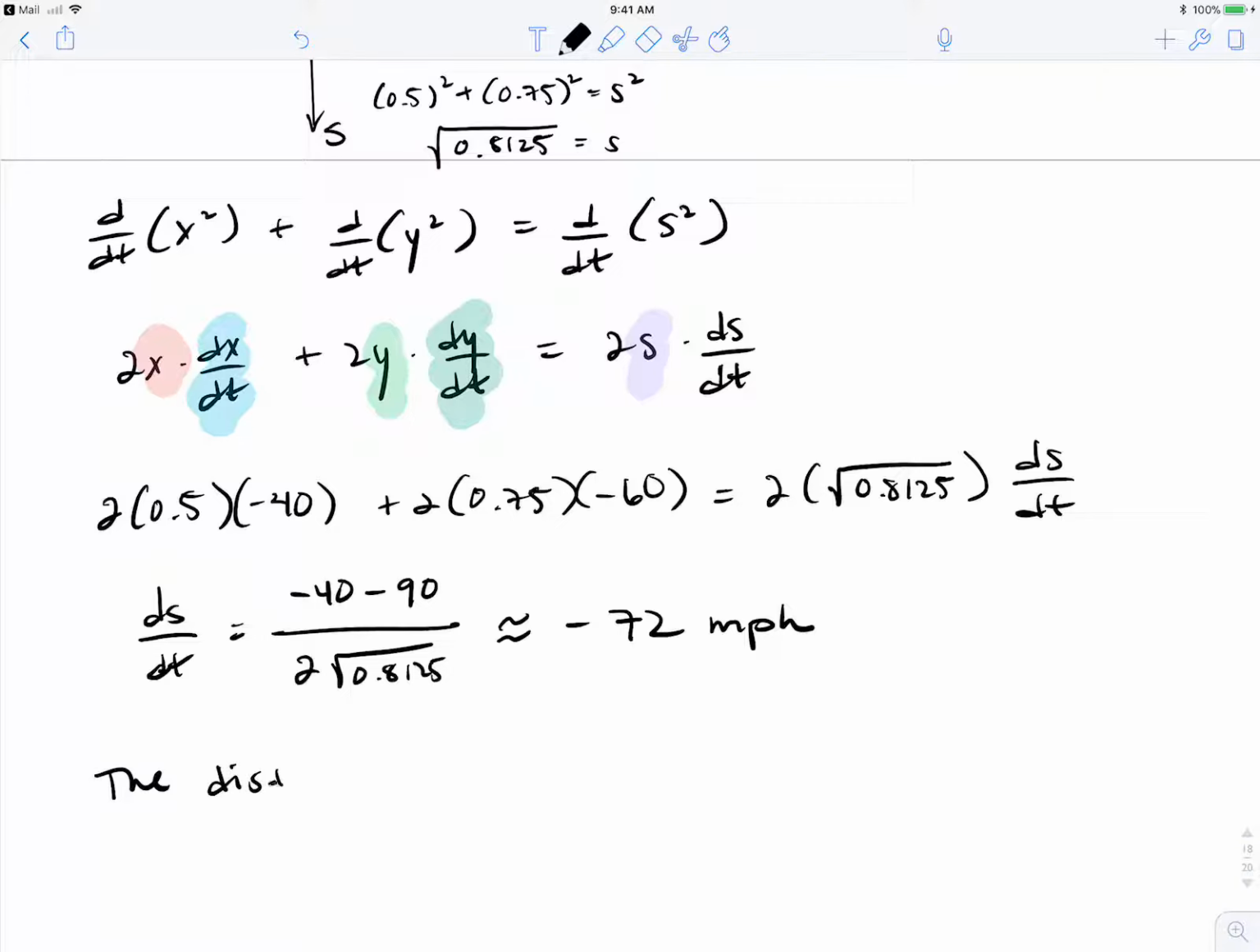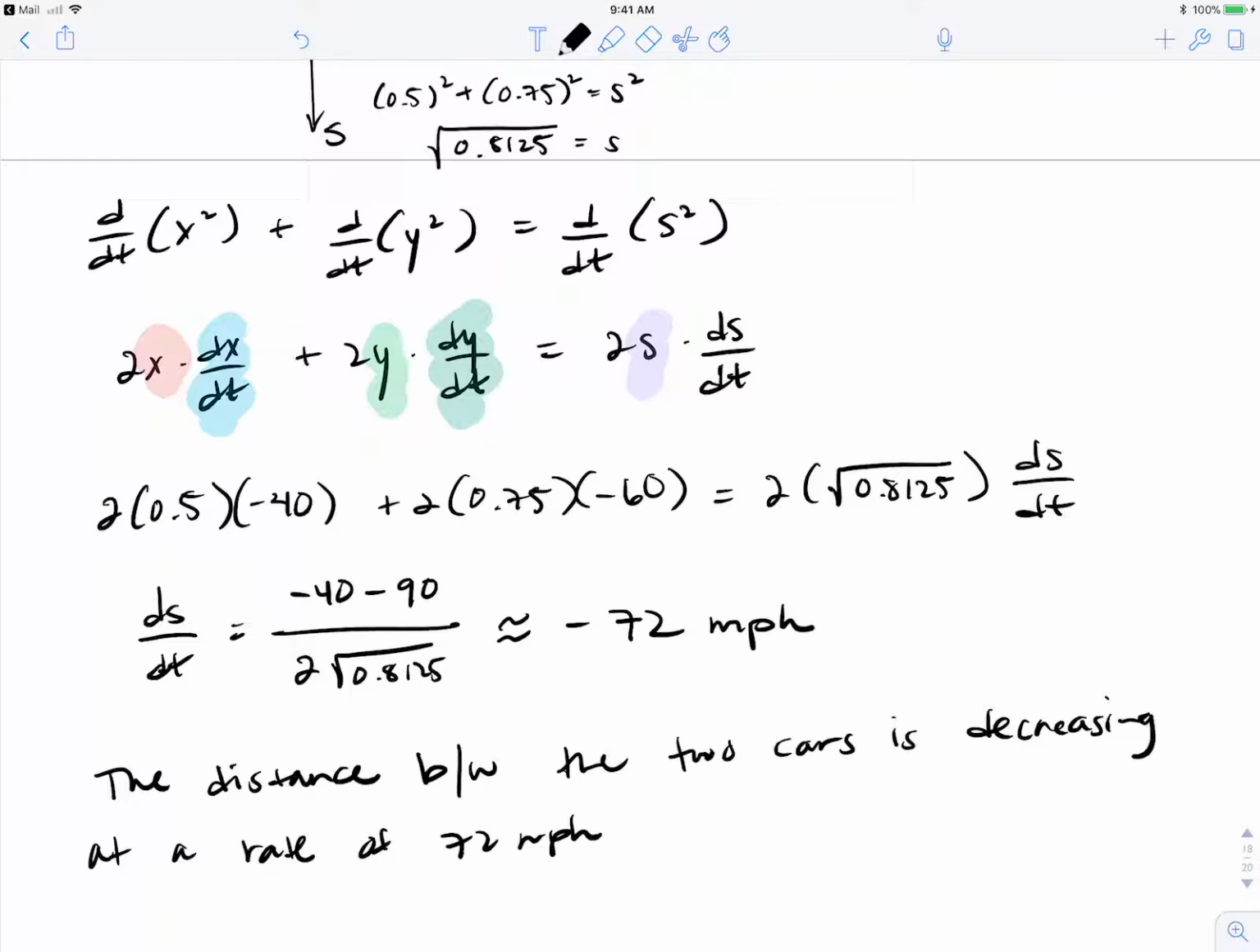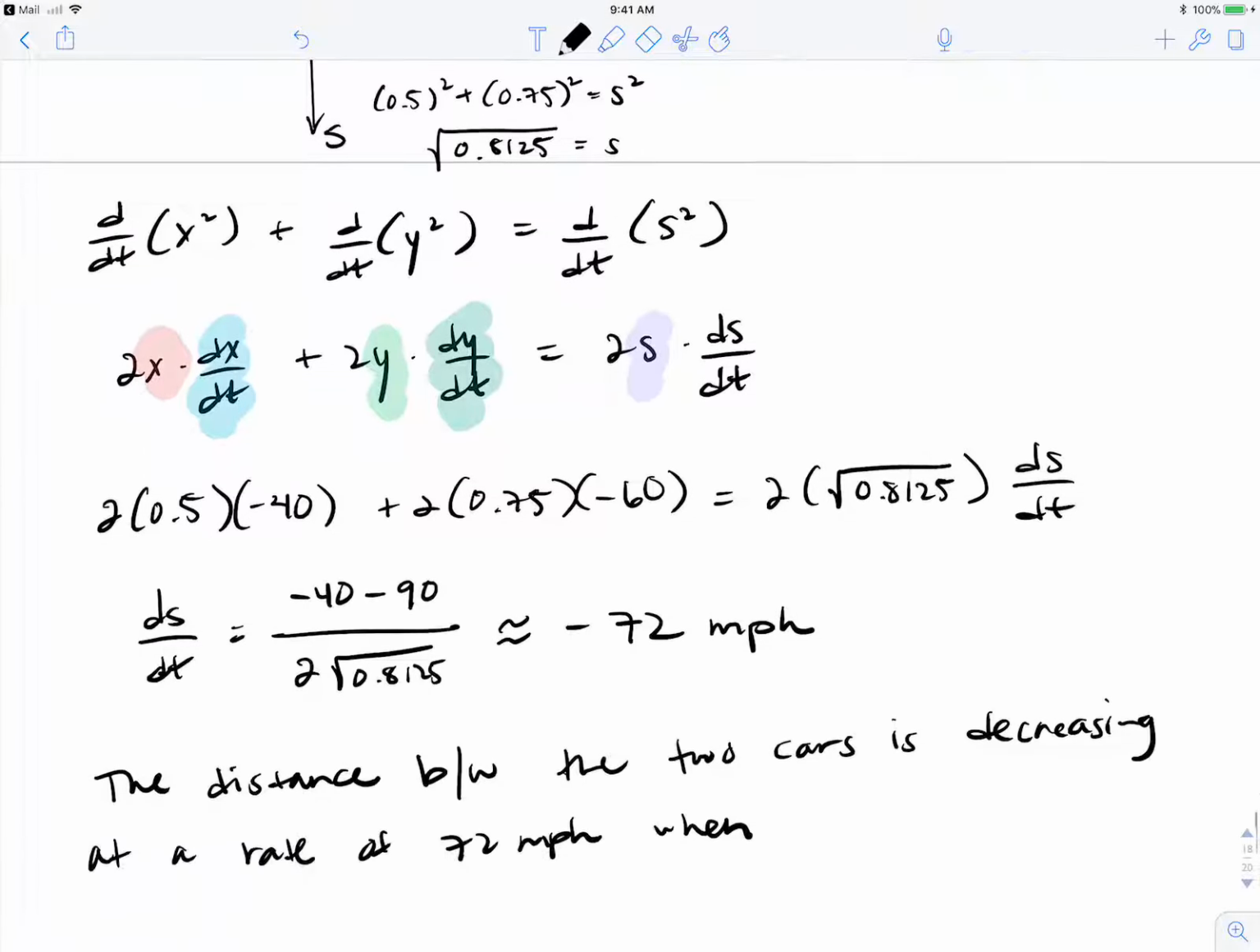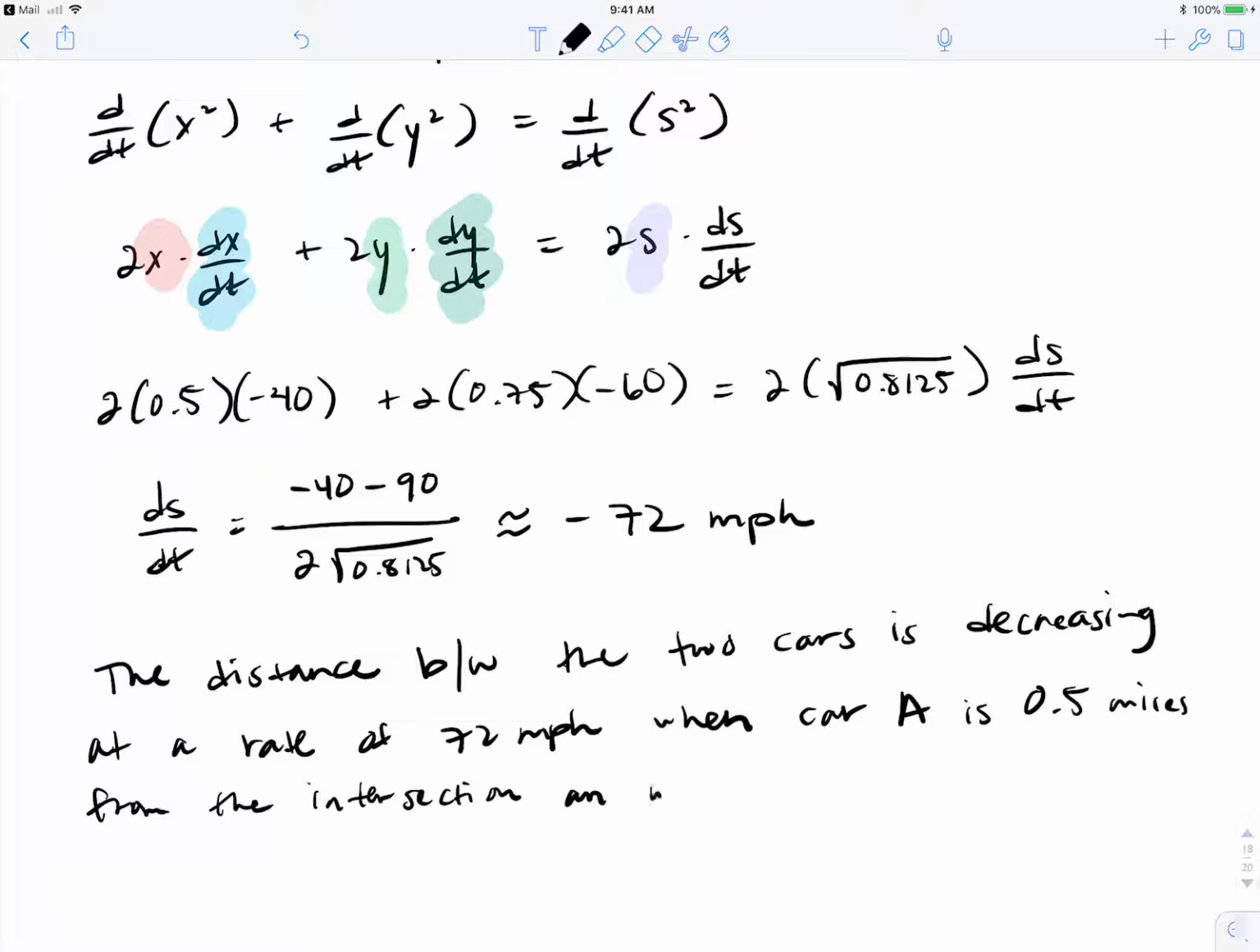So the distance between the two cars is decreasing at a rate of 72 miles per hour when car A is 0.5 miles from the intersection, and when car B is 0.75 miles from the intersection.